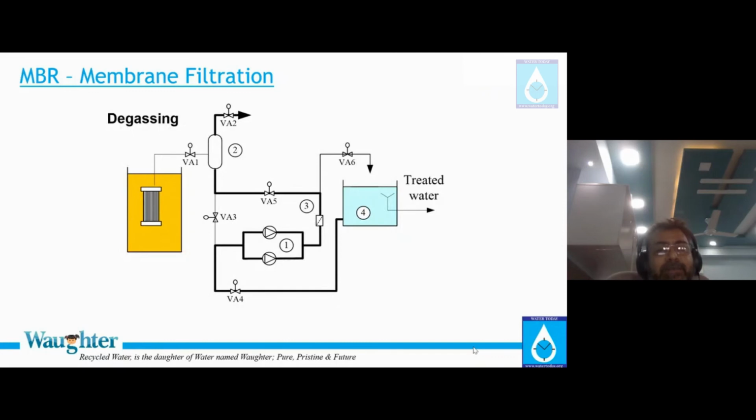Then this is the degasification phase. Why degasification is important, I'll come to that. How you do that is, again the treated water goes via the pump, but this time the valve VA1 is closed. That means you are not backwashing. Instead, you are opening a valve VA2. That means water will go out from this vessel. When the water goes out from this vessel, what happens to the air? It pushes out the air first. Okay, so this is degasification.